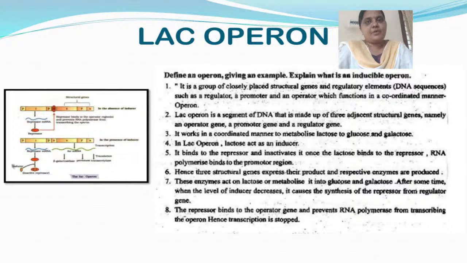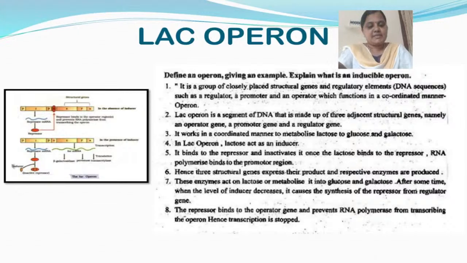What is meant by an operon? It is a group of closely placed structural genes and regulatory elements, that is DNA sequences, such as a regulator, promoter, and an operator, which functions in a coordinated manner. It is called an operon.